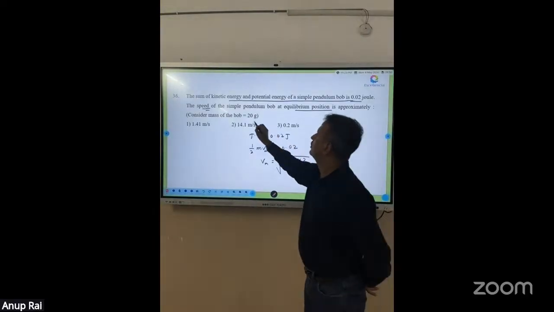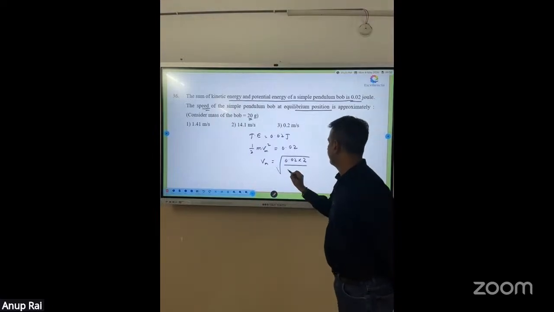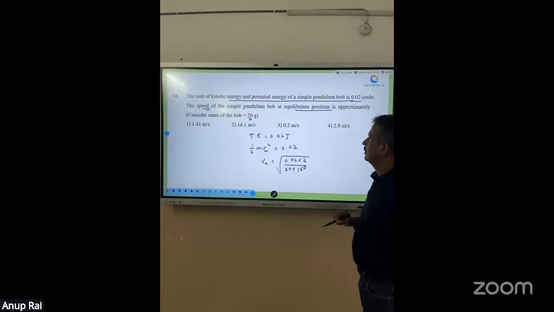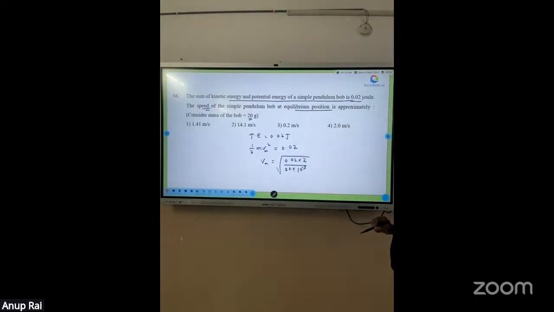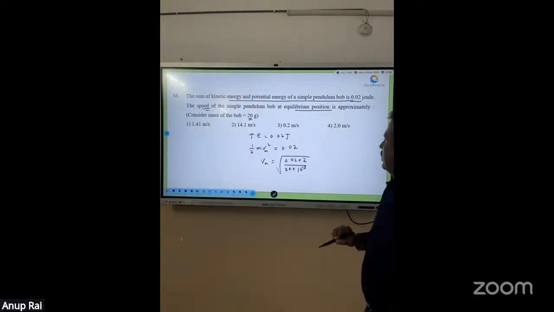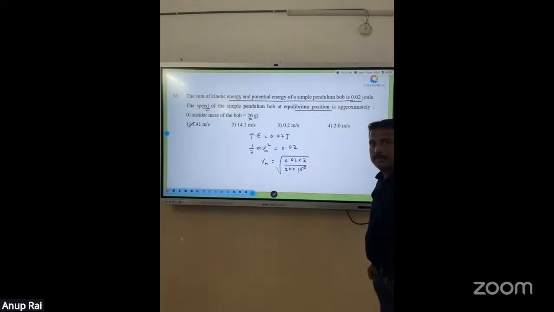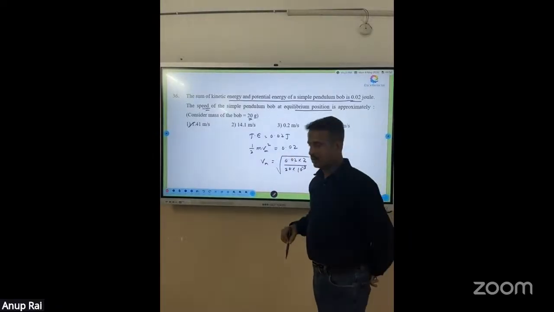The mass is given to be 20 grams. We can use that, convert it into kilograms, and you can solve it, right? I think after solving you are going to get 1.141 meter per second. Okay? But this is the way we can solve.